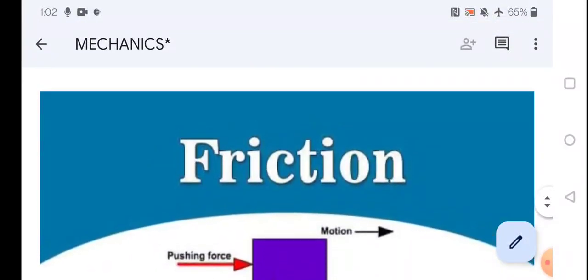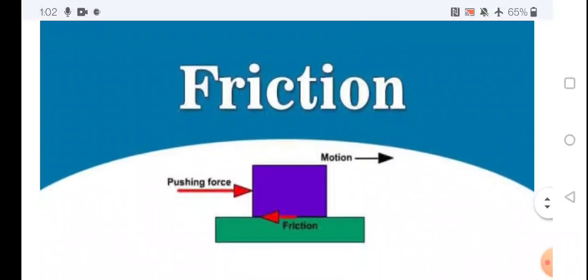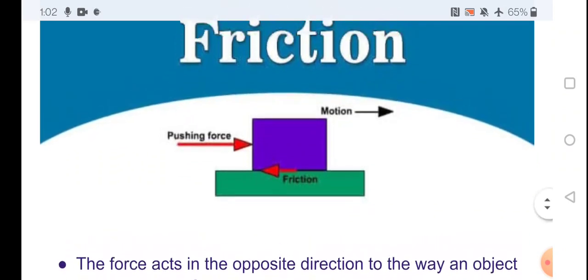Actually, in this topic, the definition of friction is important. Friction is the force that resists the movement of one surface over another surface. This friction is always opposite to the applied force and the motion of the objects. See the picture. Thank you.